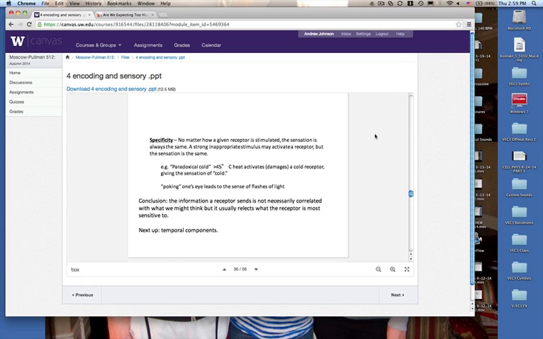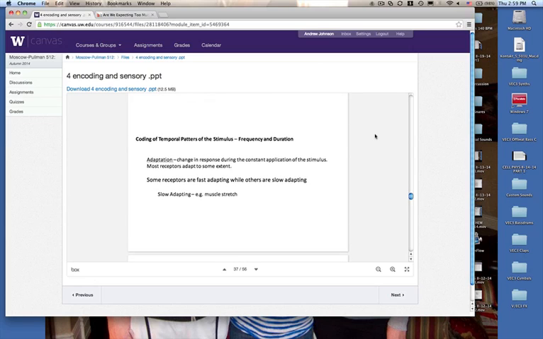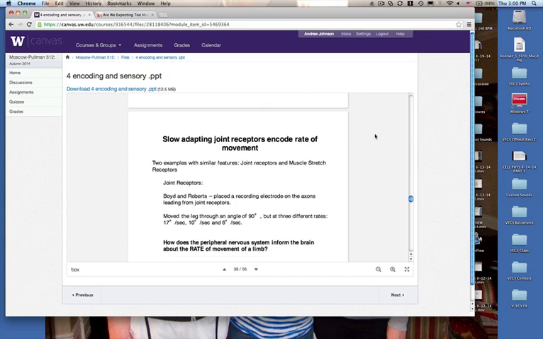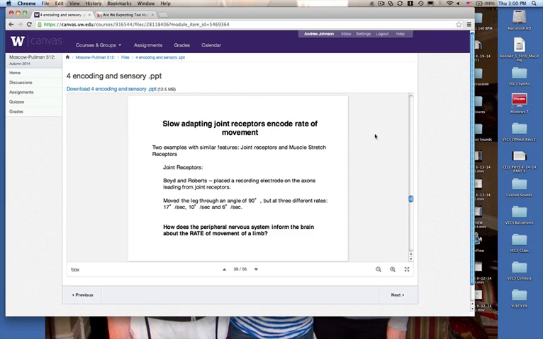So next up is temporal components. This is a little bit more complicated, and again, it's going to involve our slow adapting and fast adapting receptors. The slow adapting receptors are going to be key though for encoding how fast something is occurring. There's a classic experiment by Boyd and Roberts where they're moving a joint a certain number of degrees per second and then ending in the final location. So somehow your brain has to know the speed at which you're moving and your final location.